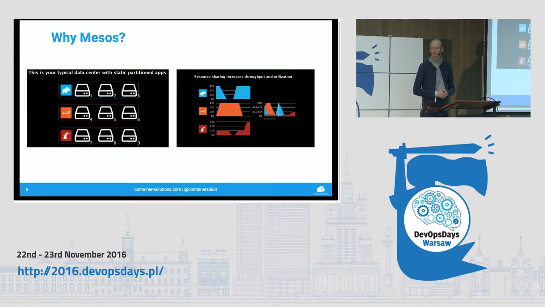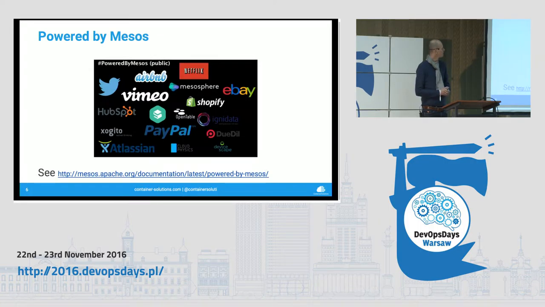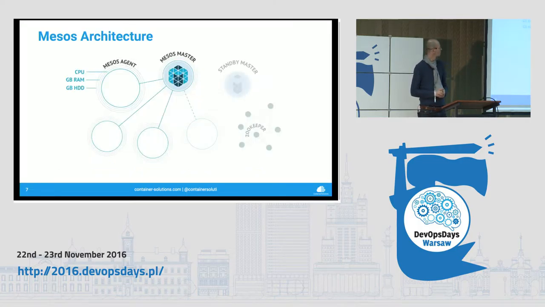So this shows what I just said. You have a bunch of separate clusters with separate pieces of software. You can merge them together in a single cluster and have higher utilization. Mesos has been used a lot in these large internet companies, as you've heard in this previous talk as well. You can have a look at this link where it shows all the organizations that are currently using it.